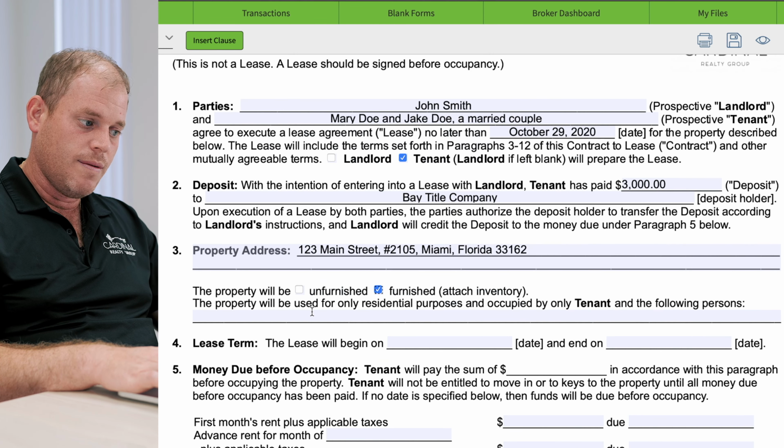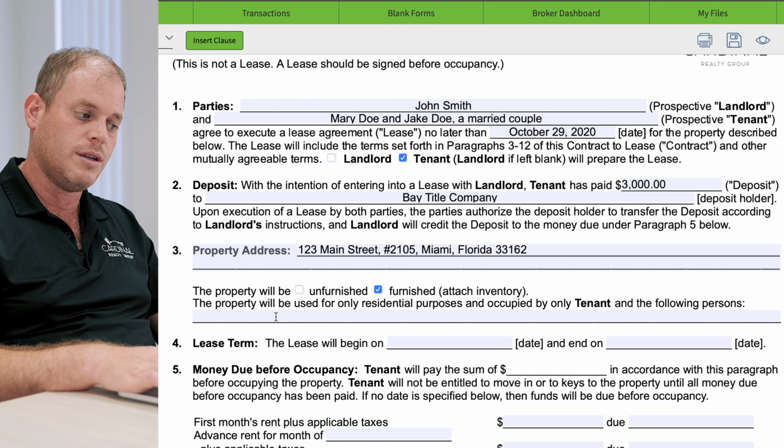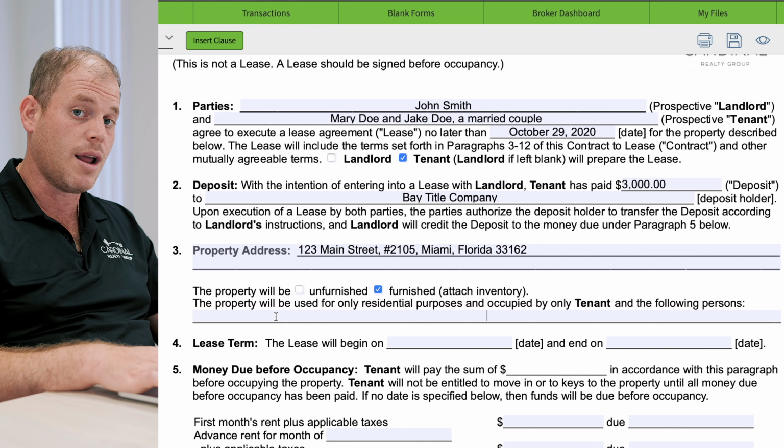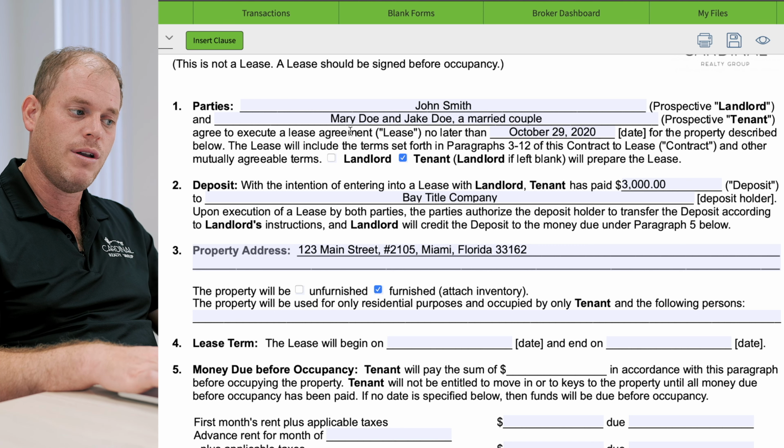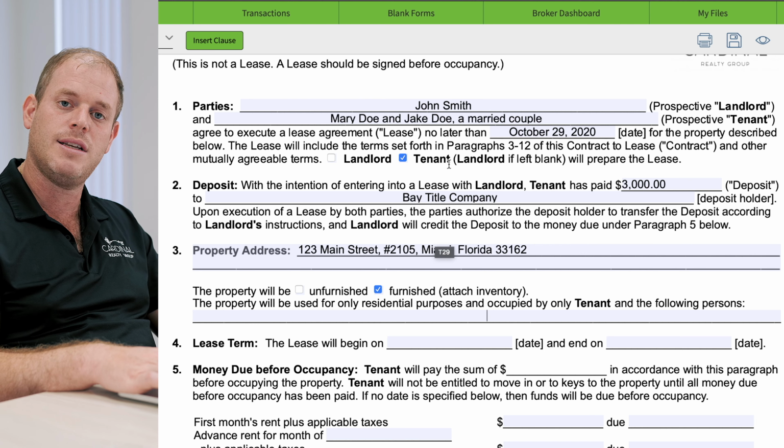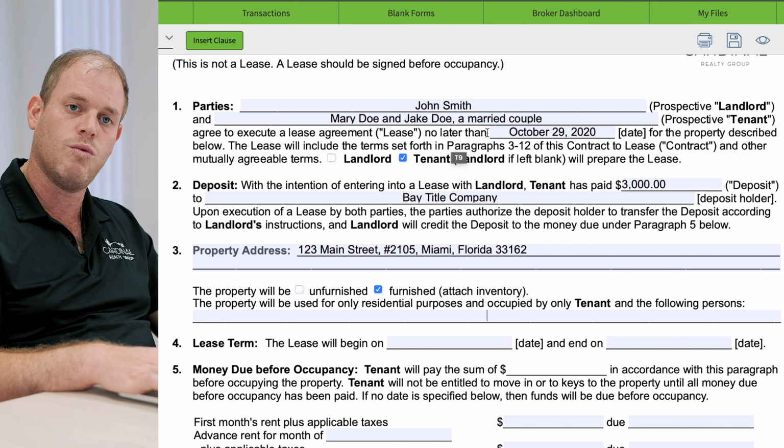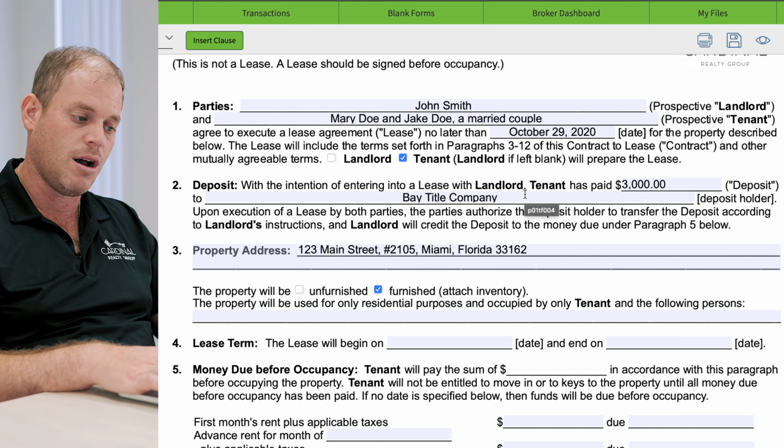Okay, and this line is also very important, and I'll read it to you. The property will be used for only residential purposes, okay, not commercial, and occupied by only tenants and the following persons. So up here we have Mary Doe and Jake Doe. Okay, so we don't need to repeat that here because we already know that they are the tenant. But what if there's other people that are going to be living with them? Actually, Mary's sister, Jane, will be living with them. And they also have a 19-year-old son who will be living with them as well. So these are things that you want to put on this line here.